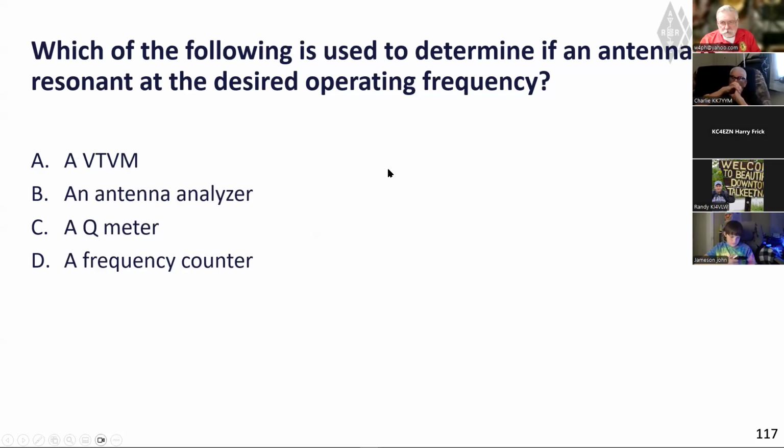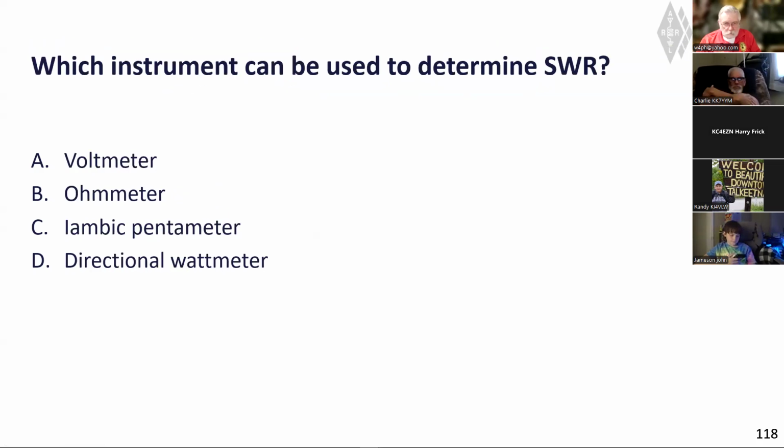Which of the following is used to determine if an antenna is resonant at the desired operating frequency? And that would be B, an antenna analyzer. Which instrument can be used to determine SWR? And that would be D, a directional watt meter.